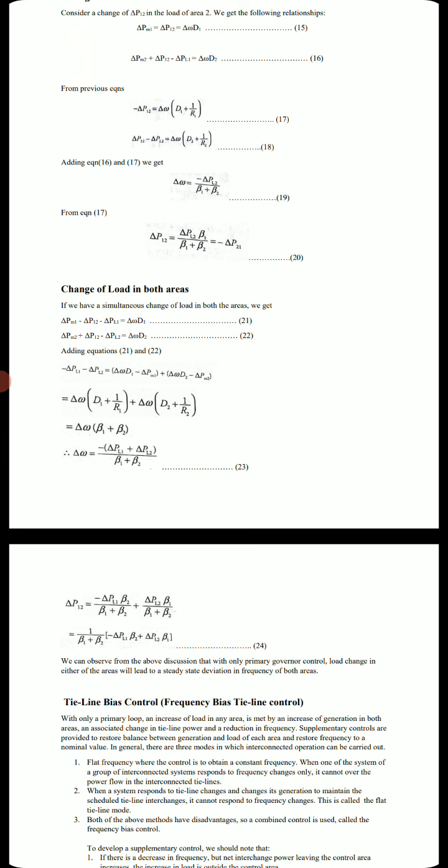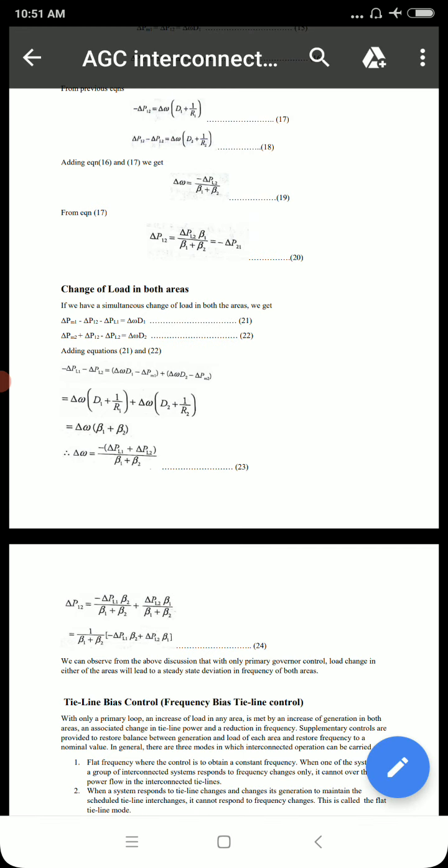Now delta P12 is equal to minus delta PL1 beta 2 divided by (beta 1 plus beta 2) plus delta PL2 beta 1 divided by (beta 1 plus beta 2). Then 1 over (beta 1 plus beta 2) is taken as common, so we can write it as 1 over (beta 1 plus beta 2) into (minus delta PL1 beta 2 plus delta PL2 beta 1). We can observe from the above discussion that with only primary governor control, a load change in either of the areas will lead to a steady state deviation in frequency of both areas. So we will see one problem now, then we will go to the next part, that is tie line bias control.